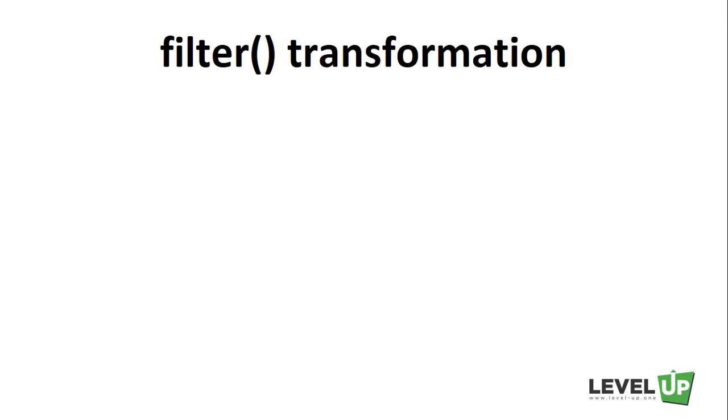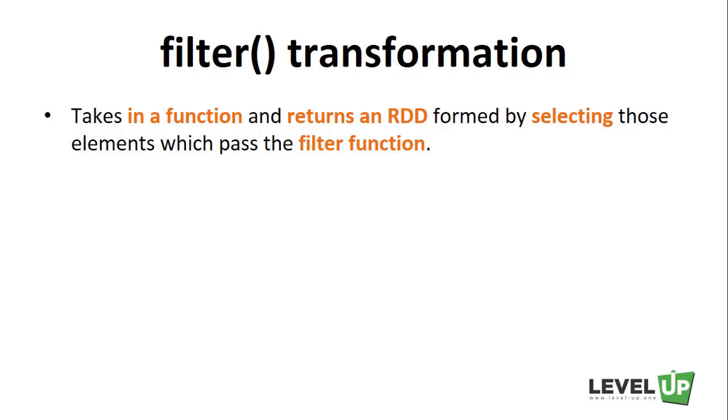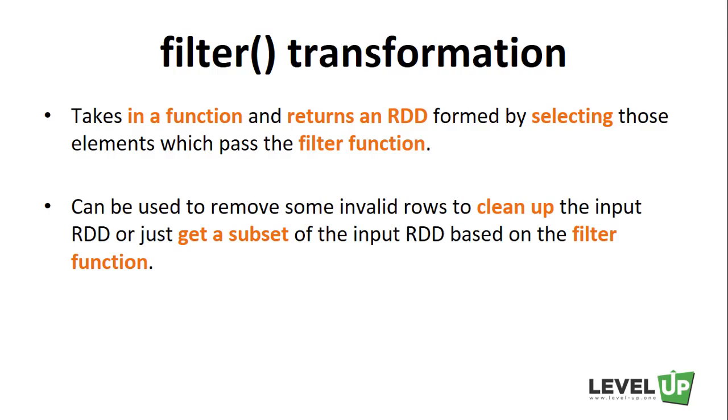The filter transformation takes in a function and returns an RDD formed by selecting those elements which pass the filter function. The filter function can be used to remove some invalid rows to clean up the input RDD, or just get a subset of the input RDD based on the filter function.